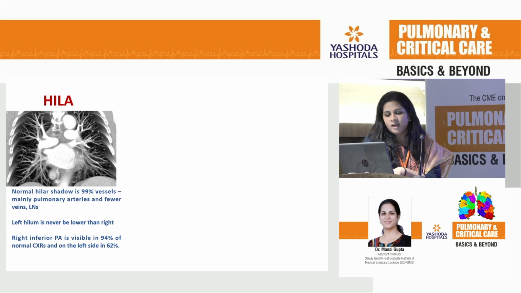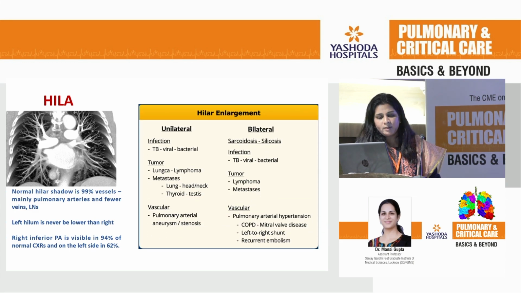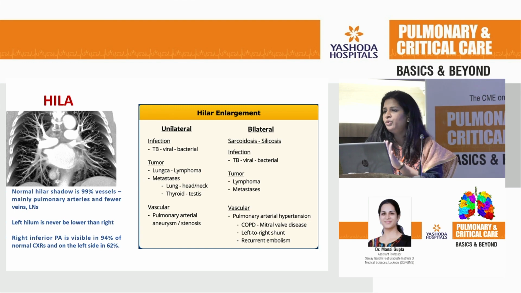Now coming to Hilar. So normal Hilar is 99% vessels, which are pulmonary arteries and few veins and lymph nodes. So mainly it is vascular. And left hilum is never lower than the right hilum, right? Right inferior pulmonary artery is visible in 94% patients, which we have already seen in our X-ray, and left in almost 60%. And when you have hilar enlargement, again I'm saying then don't really waste your time.